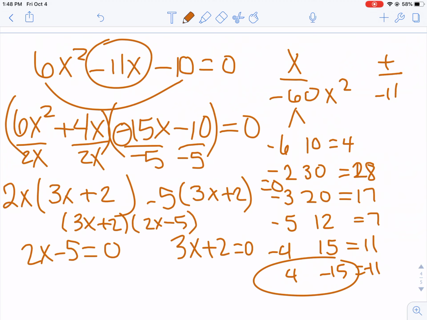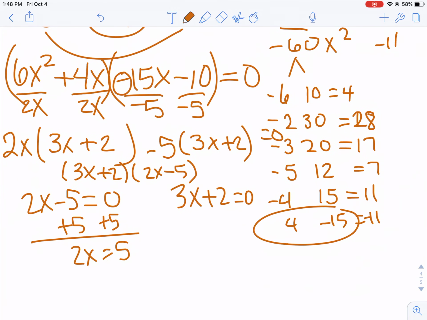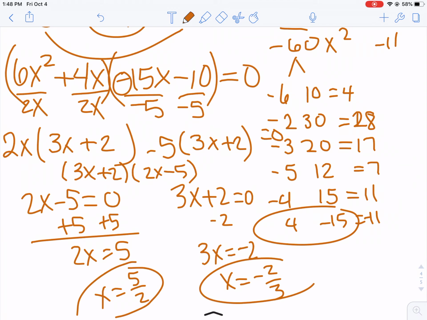So then I set my factors equal to 0, and I solve. So over here I add 5. So 2x equals 5. So x equals 5 halves. Over here I subtract 2, so I get 3x equals negative 2. Divide everything by 3, so I get x equals negative 2/3. And those are your two answers.